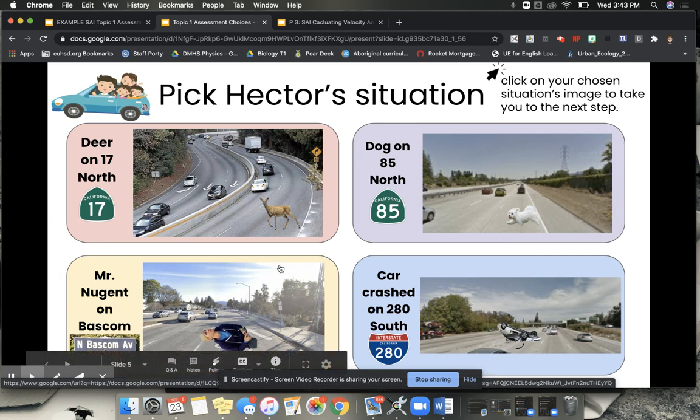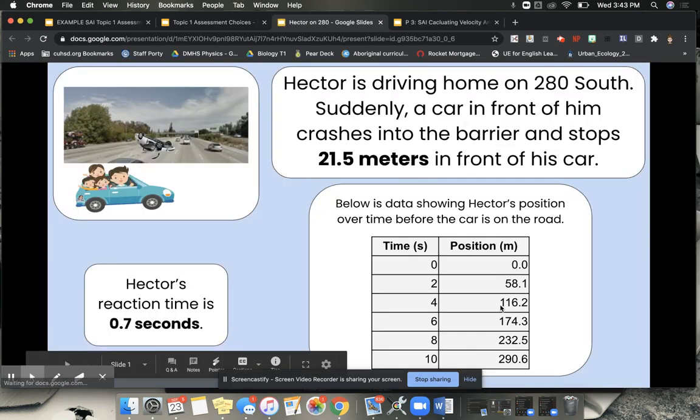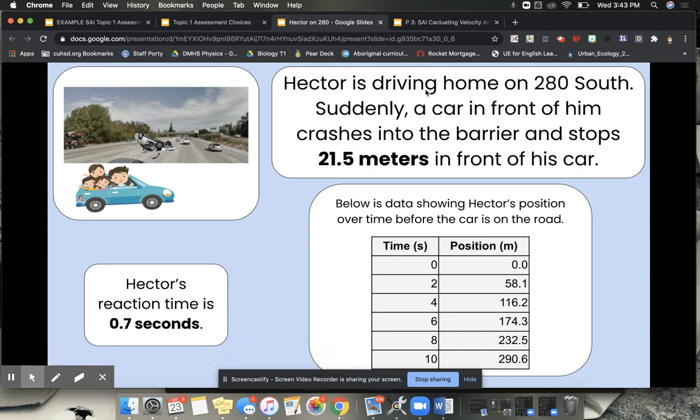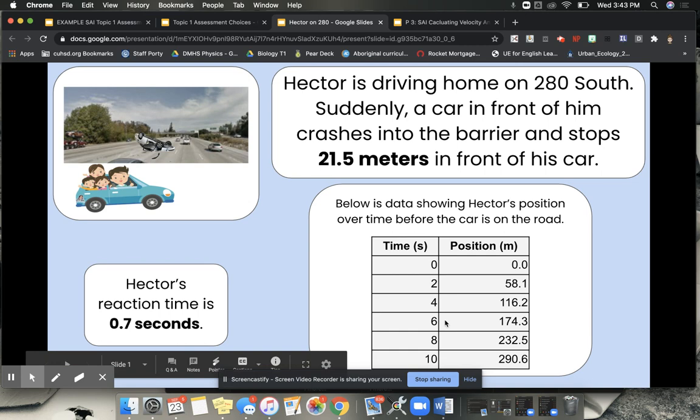Once you click on their image, you will be presented with 4 situations. Again, you can choose any of these situations. Choose the one that's most interesting to you. Once you click on your situation, a new tab is going to open up. It's going to have a picture. It's going to have your situation in words, data table, and your driver's reaction time. We need all of this info for our project.